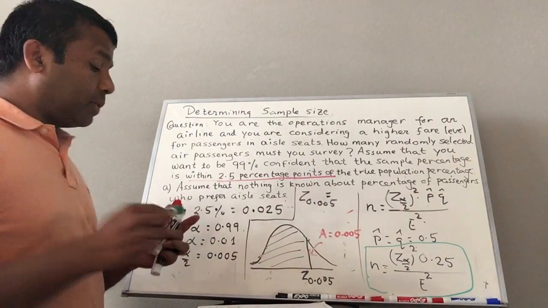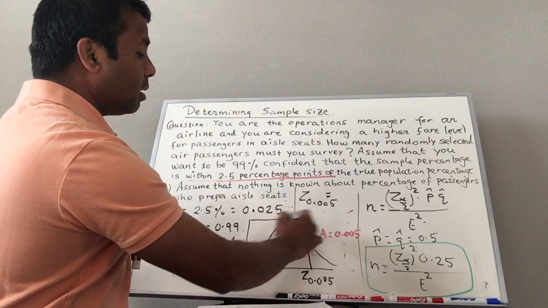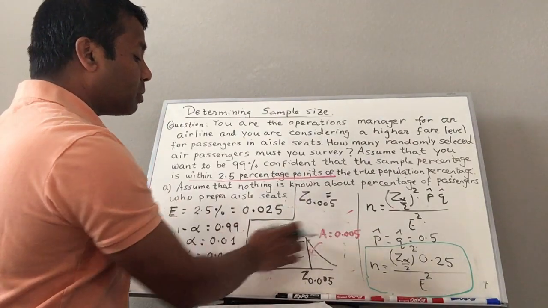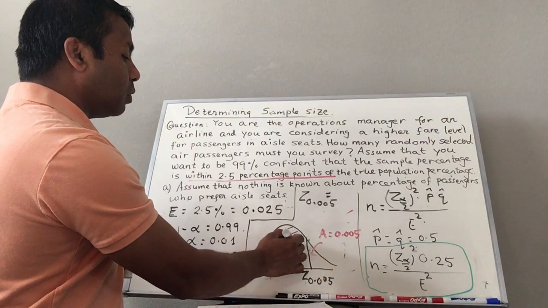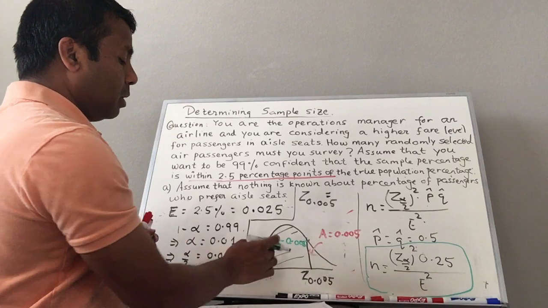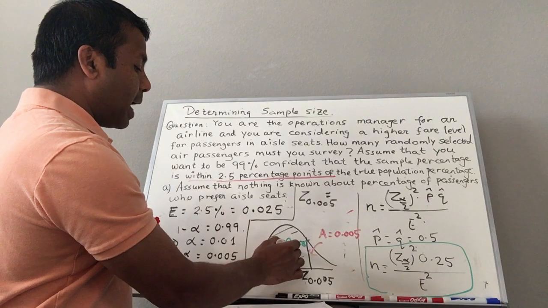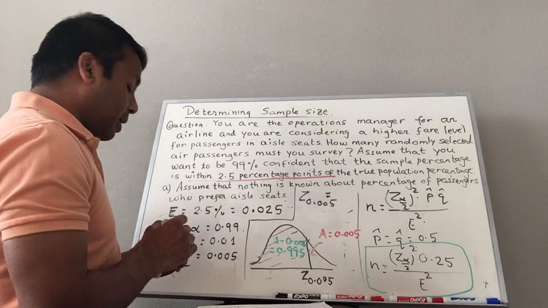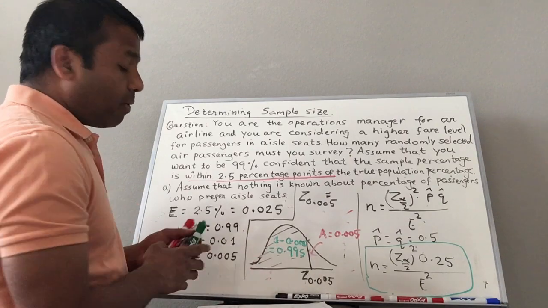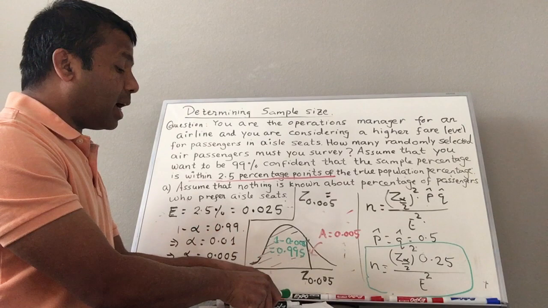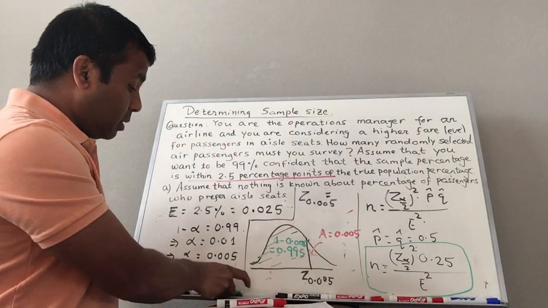And you guys know the total area under the density curve is 1. If you subtract 0.005 from 1, so this is 1 minus 0.005, which is 0.995, this area, right? So the area to the left of this is 0.995. Then you can use the calculator to find the Z value.